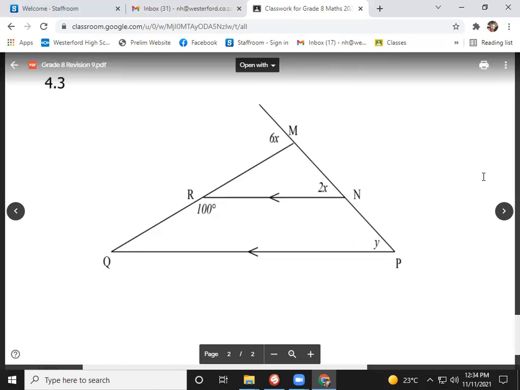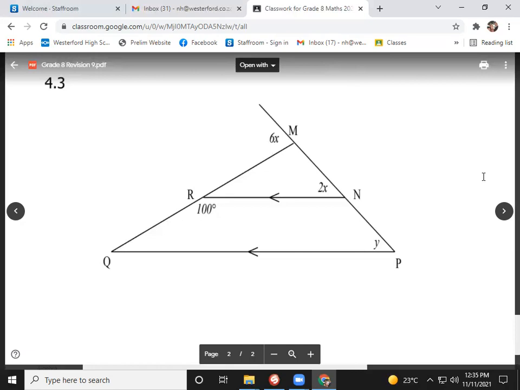So 40 and y, both angles are supposed to be equal, because of the corresponding angles. So now we're going to say y is equal to 40 degrees. Corresponding angles. And again, they are labeled in this case, and I can say RN is parallel to QP. Okay, and we solve for x and y.